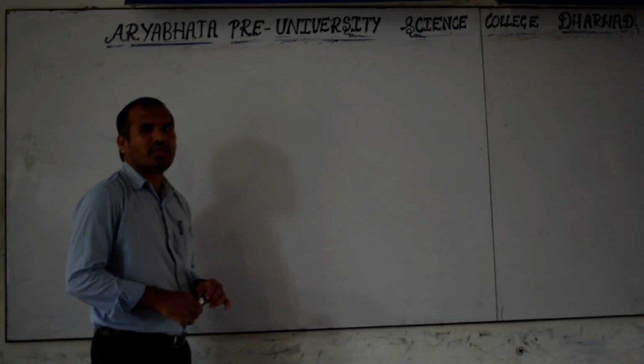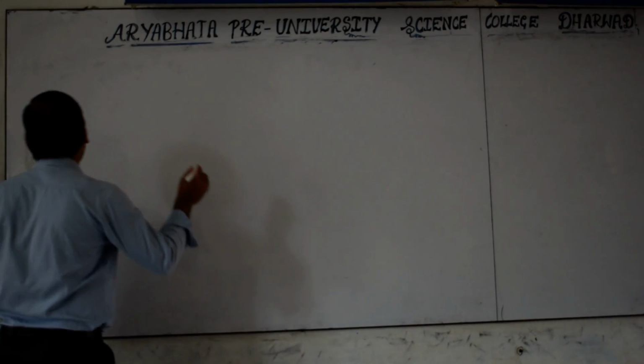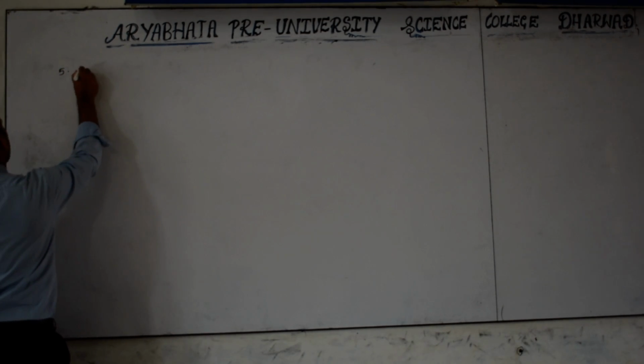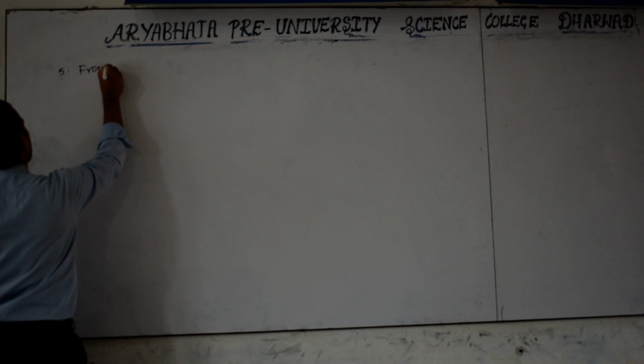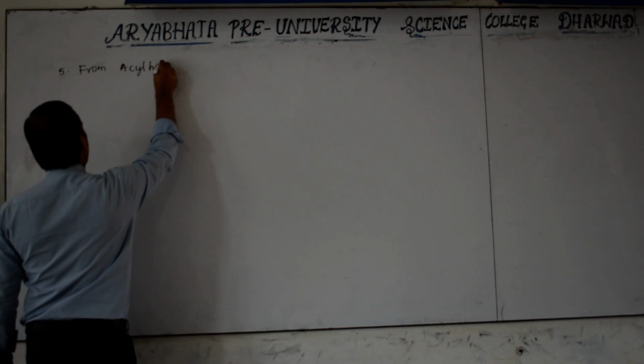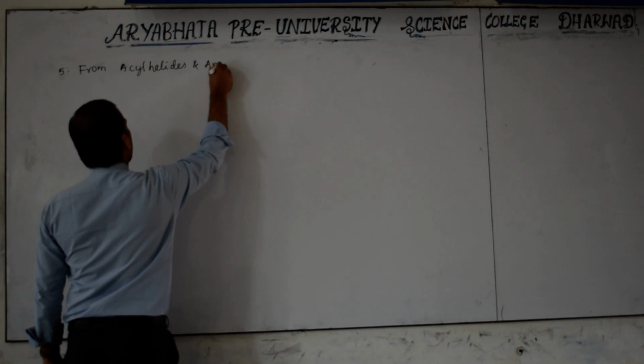Last class I discussed some preparations of carboxylic acid. Now, one more preparation, I think this is the fifth one, is from acyl halides and anhydrides.